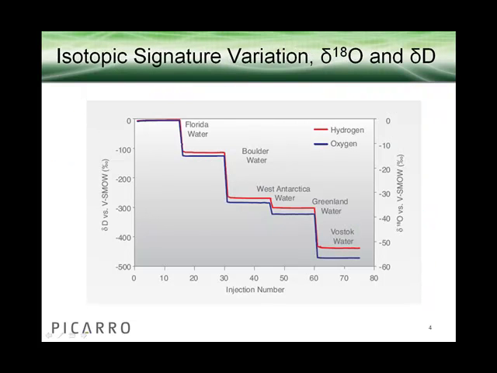To emphasize the previous discussion, here is data acquired from 15 injections each of 5 groundwaters. The groundwaters range from Florida, Boulder, West Antarctica, Greenland, and Vostok, and show increasing depletion in both oxygen-18 and deuterium.